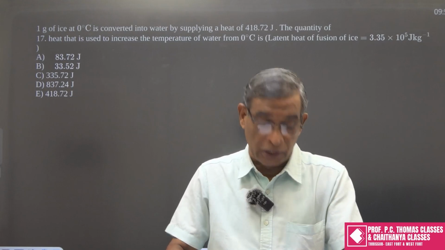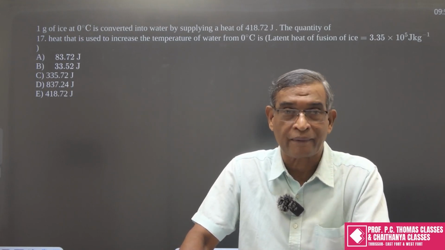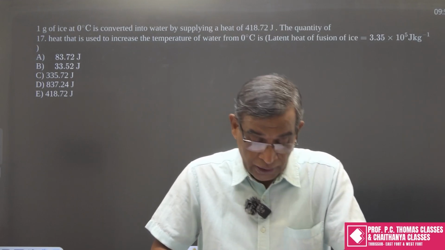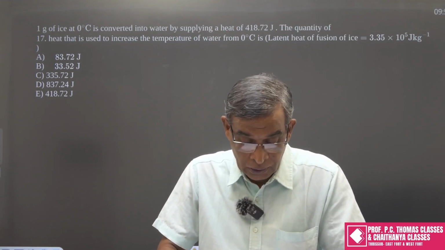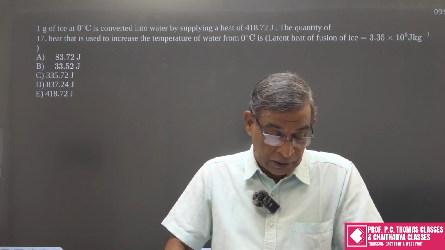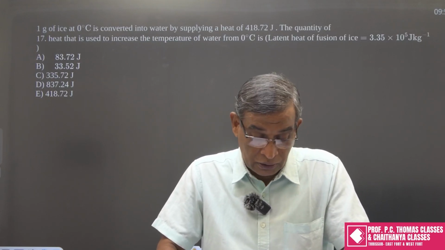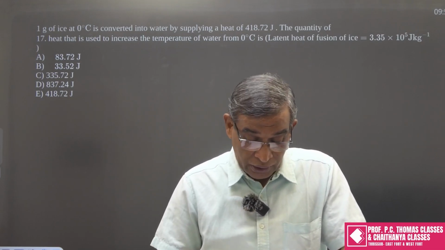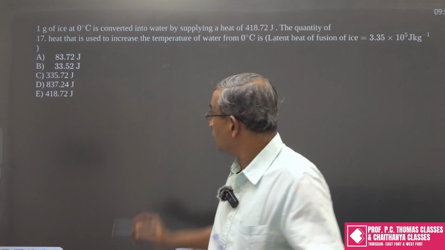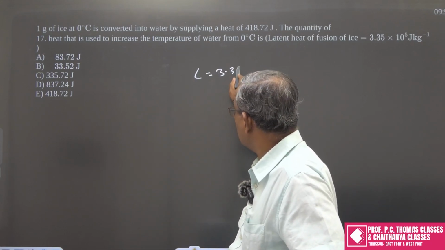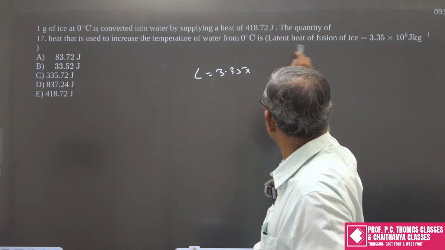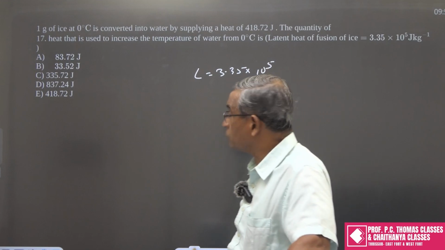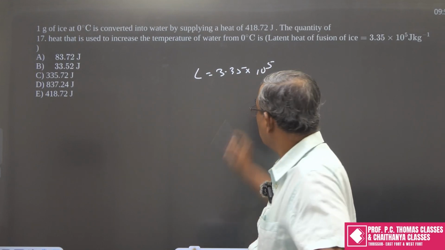One gram of ice at 0 degree centigrade is converted into water by supplying a heat of 418.72 joule. The quantity of heat that is used to increase the temperature of the water from 0 degree centigrade? You know, 1 gram of water, and we are given the latent heat of fusion of ice. The value is given as 3.35 into 10 raised to 5 per kilogram. Then I want to get it per gram, so divide by 10 raised to 3.